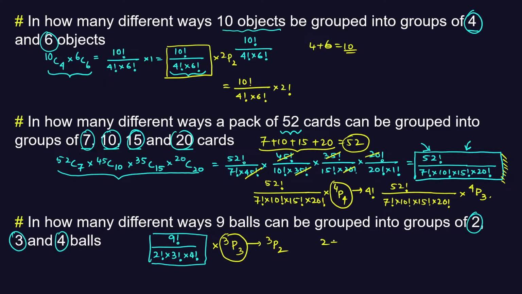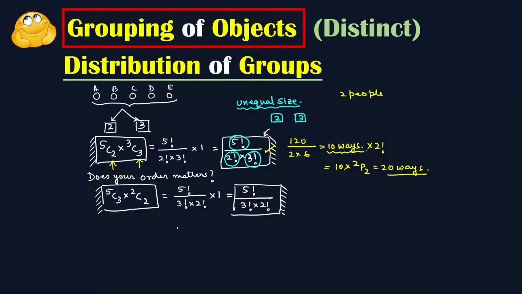You see, it is 2 plus 3 plus 4, that is 9, and 9 balls are available. Similarly, in the previous sum, there were 5 balls and you grouped them in 2 groups containing 2 and 3 balls. So 2 plus 3 again gives us 5.